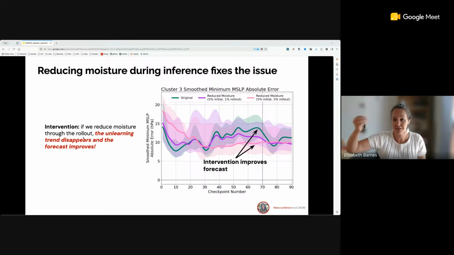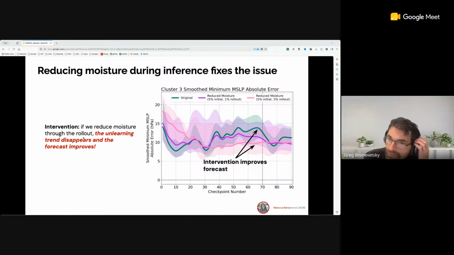We actually went in and intervened on the model on this moisture relationship and showed that we could make the unlearning trend disappear and have the ultimate forecast improve. I think this is just a question. So, is this real?